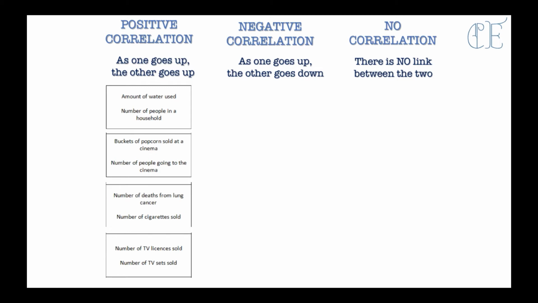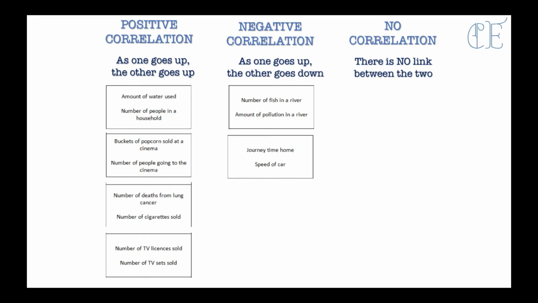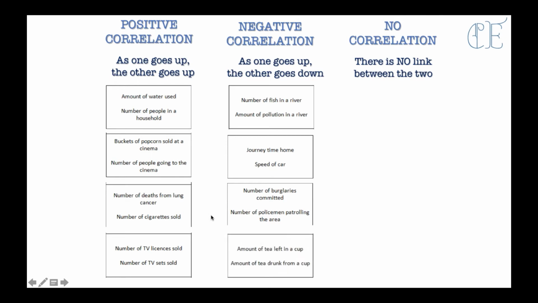A negative correlation is where one goes up, the other goes down. So the number of fish in a river and the amount of pollution in a river. As the pollution goes down, the fish go up. As the speed of the car slows down, the journey time home will go up, because it will take you longer. The number of burglaries would go up if the number of policemen patrolling in the area went down, and the amount of tea left in a cup would go up as the amount of tea drunk from the cup went down.